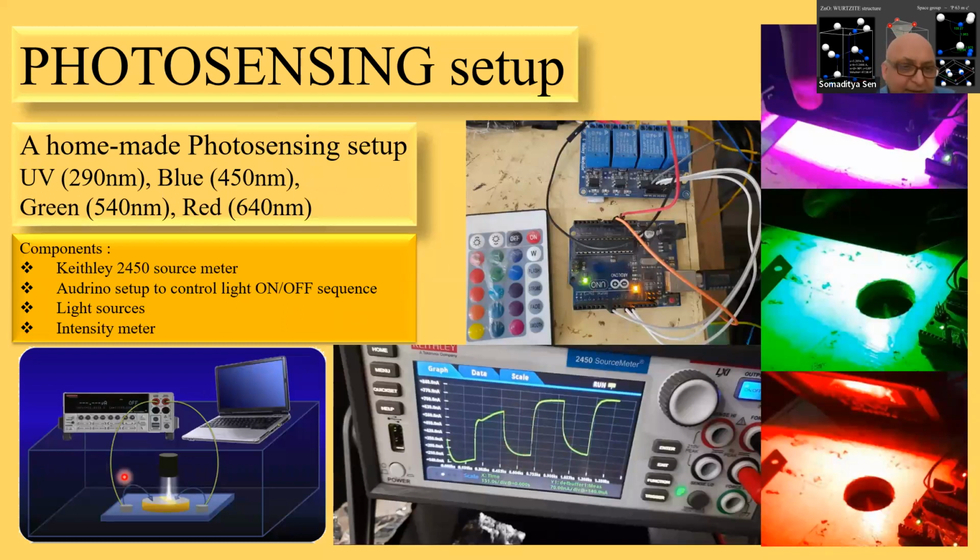And then there is a light source, which is connected to this source. By controlling it from the computer, we can switch it on and off. And the Keithley source is just setting a voltage across the electrodes, and when the light is falling on the sample in between these 2 electrodes, we are measuring the current only, and that's it. It's a very simple thing.